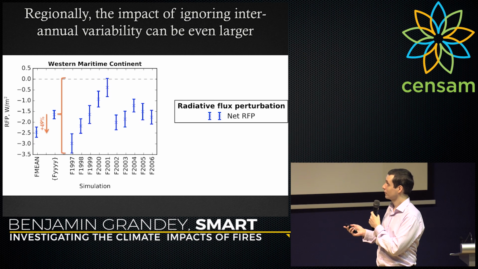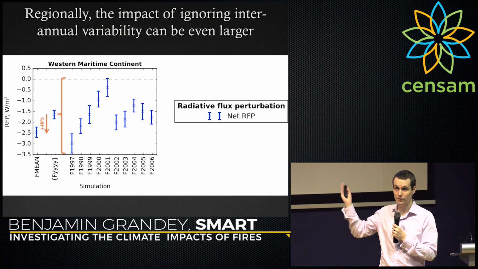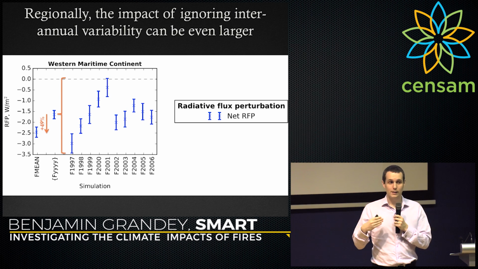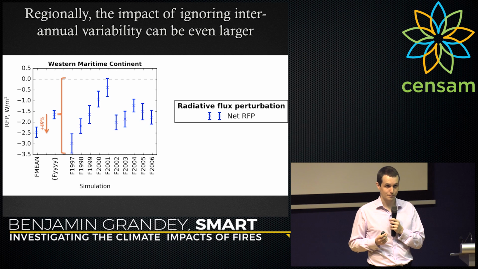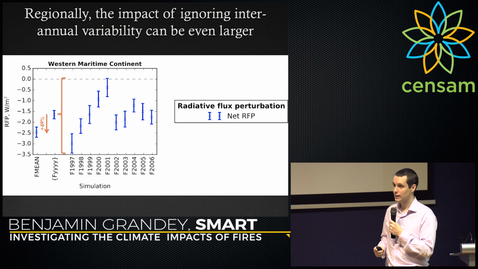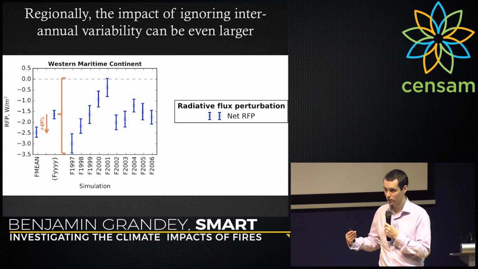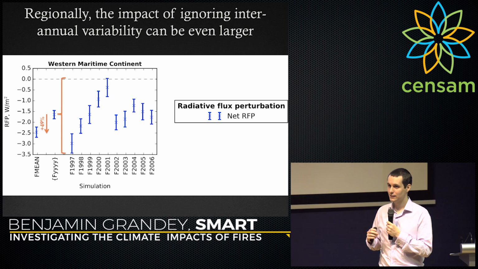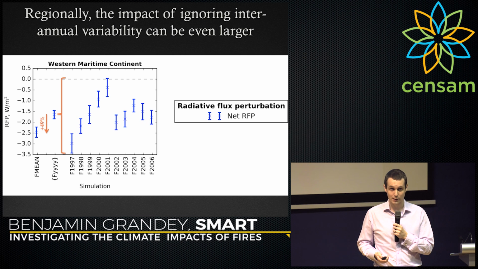If we look regionally, for example, in this region, the Western Maritime Continent, we can see similar things are happening. So the aerosols are having a cooling effect, lots of interannual variability, particularly in 1997, which was a really bad burning year. And if we use just the mean emissions, we can overestimate the strength of the radiative effect by almost 50%. So the two main conclusions to take away are firstly that the aerosol emissions from fires can exert quite a strong cooling effect on the climate system, especially regionally, although the uncertainties are large. And secondly, that if we ignore interannual variability, we may overestimate the strength of that cooling effect.